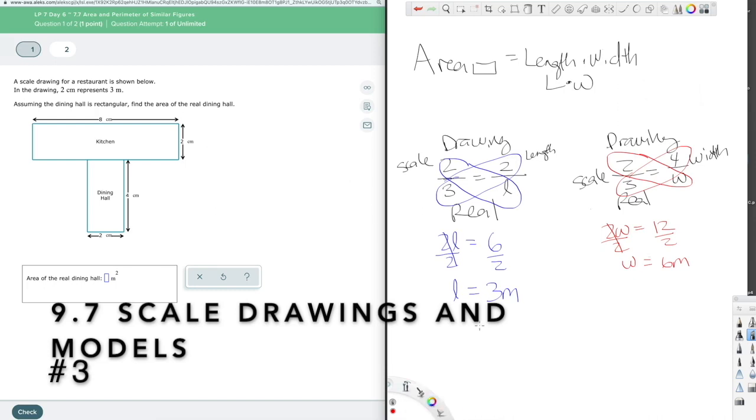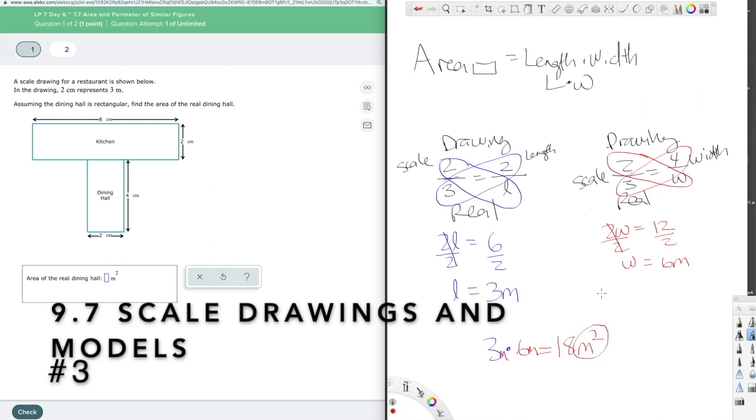Remember, area is length times width. So we have 3 times 6, length times width, and that will give us, and I'm just going to keep it in red for whatever reason, 18 meters squared, because it was meters and meters. So meters times meters is meters squared. And this is an area, meaning it's 2-dimensional. It has length and width.